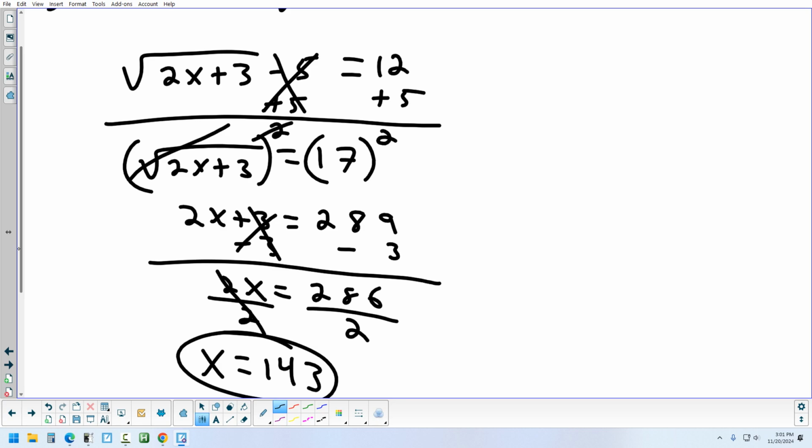Okay. If we plug that in, what's 143 times 2? That is 286. What's 286 plus 3? That is 289. And what's the square root of 289? 17, and then take away 5. That is 12. Yep. And that's exactly what we were supposed to get. So that's solving a radical equation.